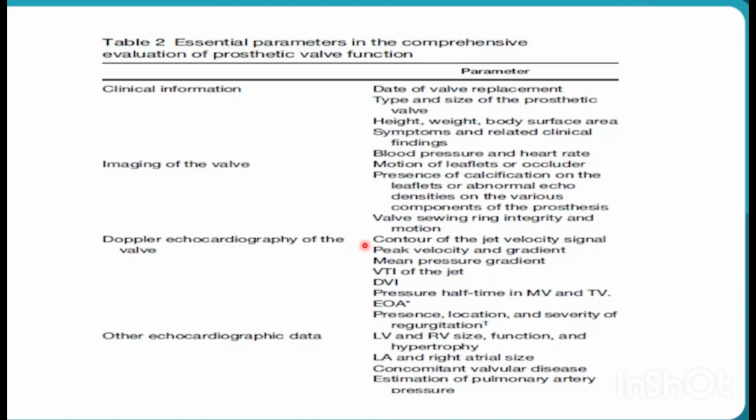So basically the Doppler would be in the form of contour of the jet, the peak velocity and gradient, the DVI, the pressure half time only in cases of mitral valve, and EOA, and whether there is presence of any pathological regurgitation. And as discussed, whether there are any supportive findings. Supportive findings include whether there is LV hypertrophy or not, or pulmonary hypertension or not, or LA or RA dilatation in cases of severe MR and TR respectively.